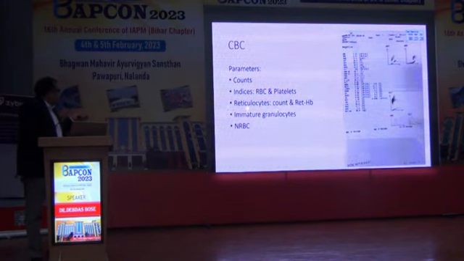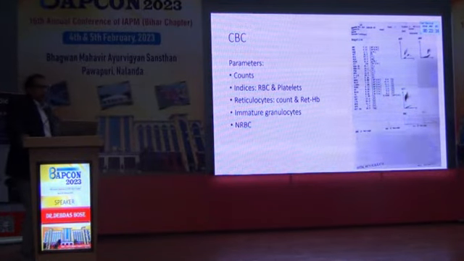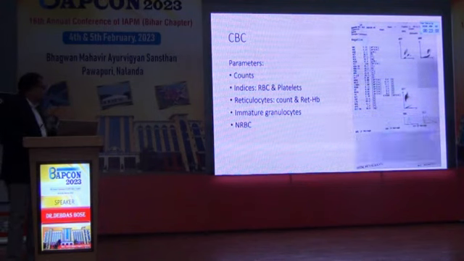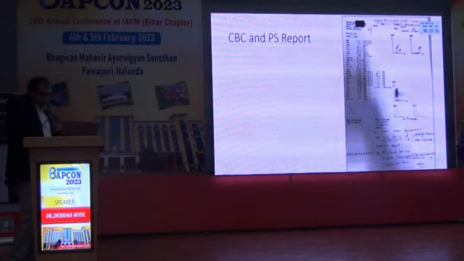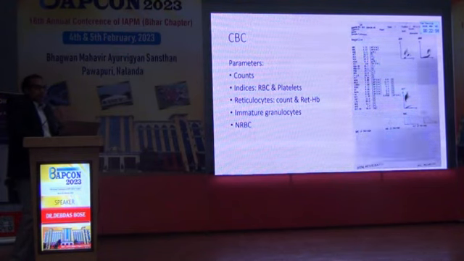Then reticulocyte count. Some of the high-end machines also give reticulocyte hemoglobin and immature granulocytes. Immature granulocytes means promyelocytes, myelocytes, and metamyelocytes. These all come under IG, the immature granulocytes, and NRBCs also. So we'll discuss in detail all these parameters. This is the counter-generated report, and the pathologist has to verify it accordingly.